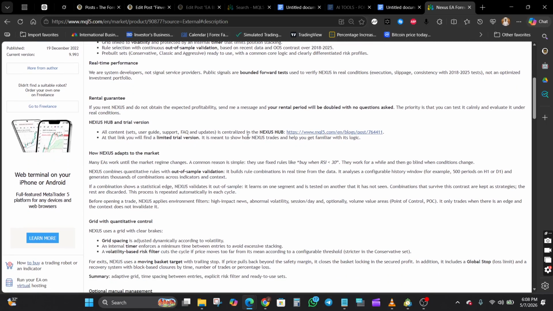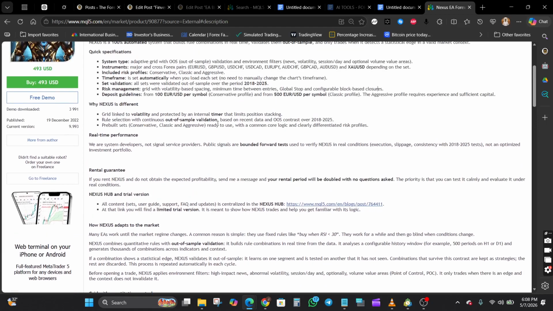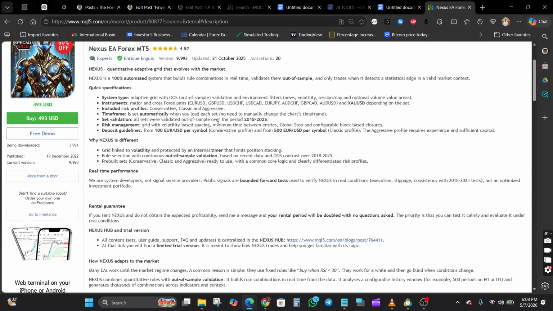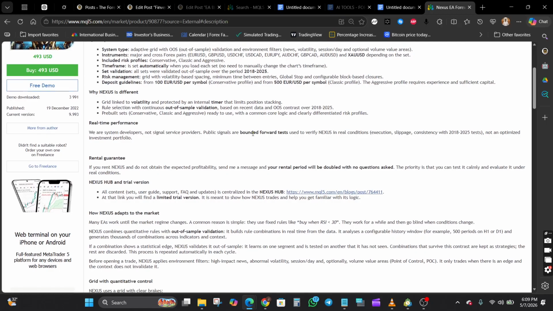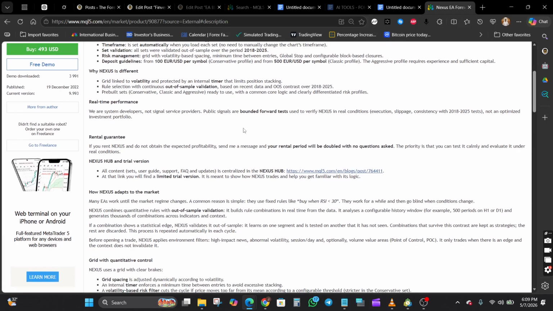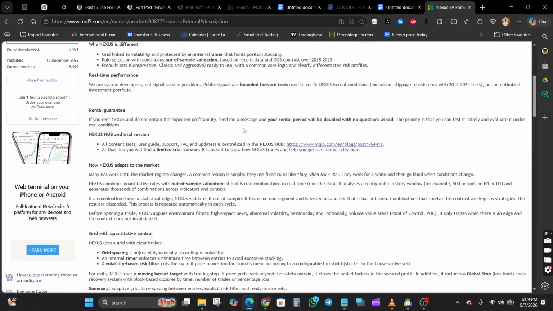So the first major feature is the adaptive rule engine. Instead of relying on one static setup, like the RSI oversold or moving average crossovers, Nexus supposedly generates combinations of rules dynamically using recent market behavior, and it validates those combinations using out of sample testing internally before applying them in live trading conditions. So in theory, that gives the EA a better chance of adapting when the market shifts from ranging conditions into trending conditions, or when volatility suddenly changes.